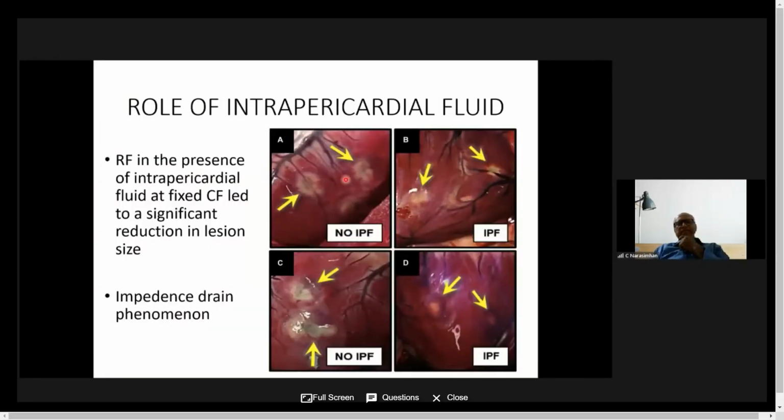The second thing is, if you have irrigated a lot, this is an animal experiment. If you have irrigated and there's a lot of pericardial fluid, you won't form a lesion. So make sure that before you deliver RF, you completely dry the pericardium and then deliver RF. Without pericardial fluid, you see a deep lesion. With pericardial fluid, the lesion becomes very small. So no pericardial fluid, large lesions. With pericardial fluid, very minimal lesions. You should always drain the pericardial space before ablating.